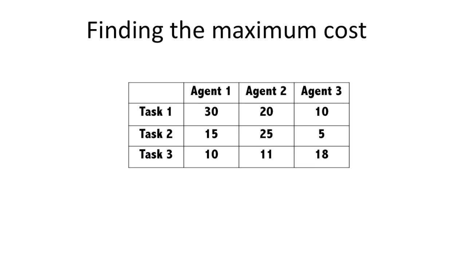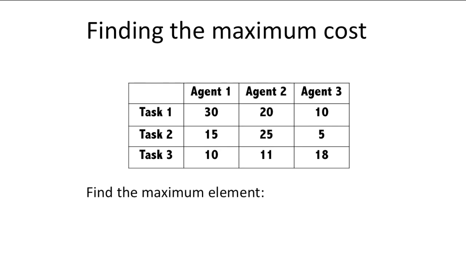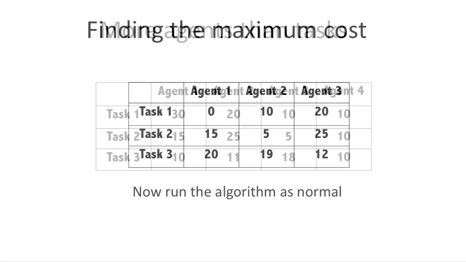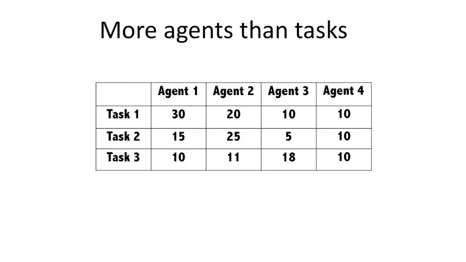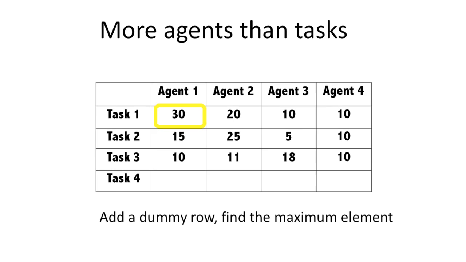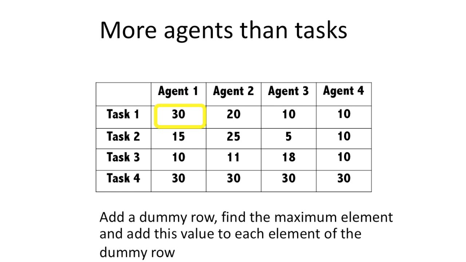To maximise the cost of assignments, find the largest elements in the grid, then subtract all the elements from this number. For example, in this grid, the maximum number is 30, so we subtract all the elements from this. We then apply the algorithm as normal. If we have a different number of agents to tasks, we can just create dummy agents or tasks so that the number of agents and tasks are equal. The costs associated with these dummies are the maximum value in the cost matrix. Once added, apply the algorithm as normal.